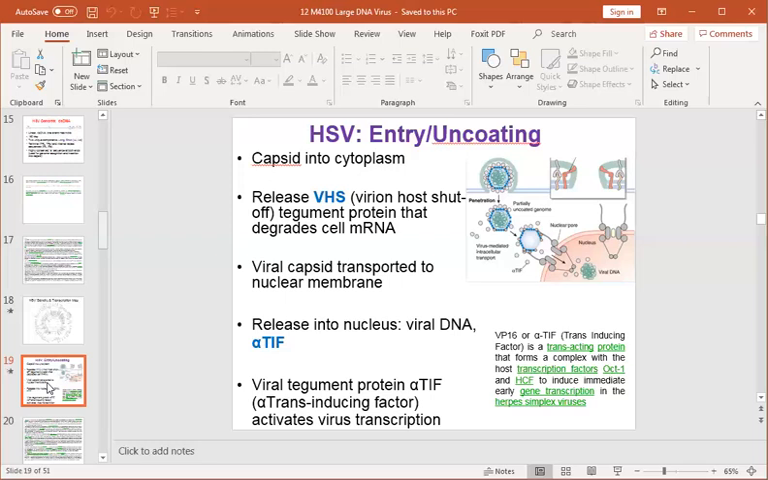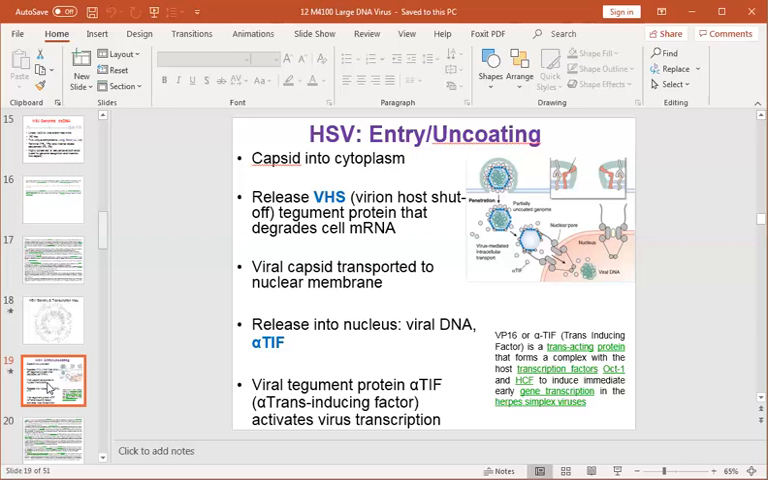So then host cell proteins cannot be translated. Then this viral capsid will be transported to the nuclear membrane. Once it is at the nuclear membrane, it releases viral DNA along with another factor called alpha TIF into the host cell nucleus.